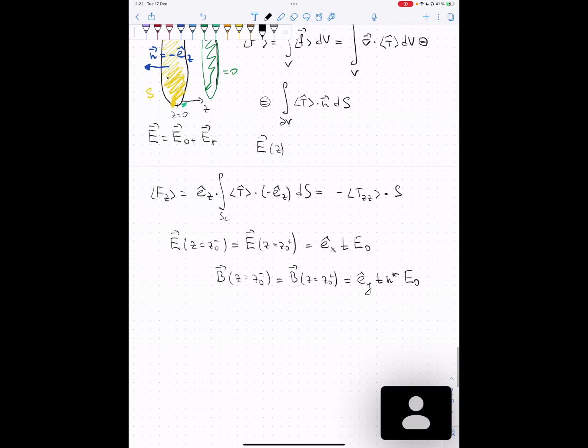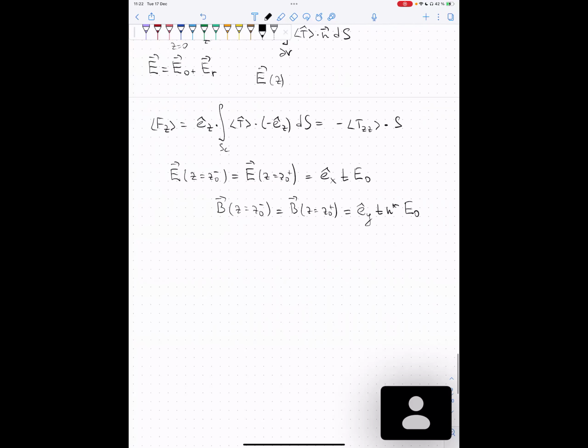Basically, what I wrote here is just boundary conditions: the field on the left part of the interface equals the field on the right part of the interface. On the left, we have incident and reflected fields, and on the right, we have transmitted fields.